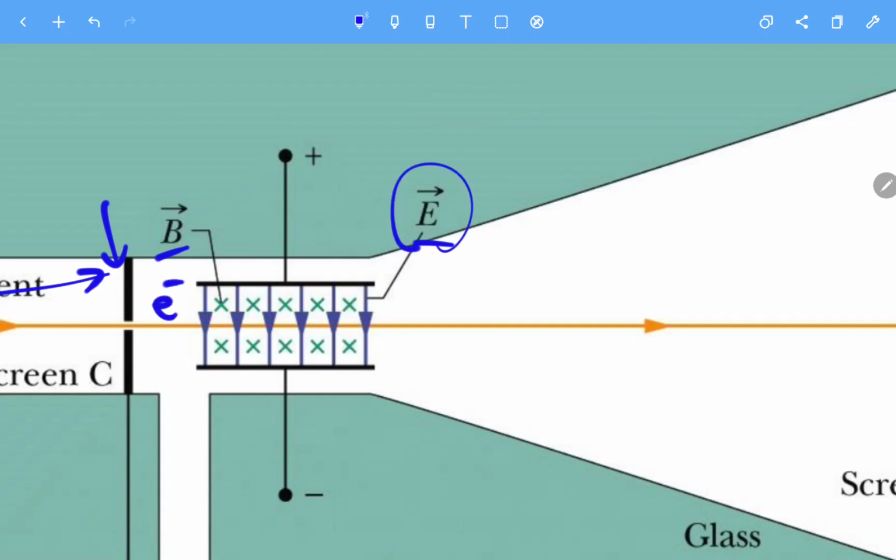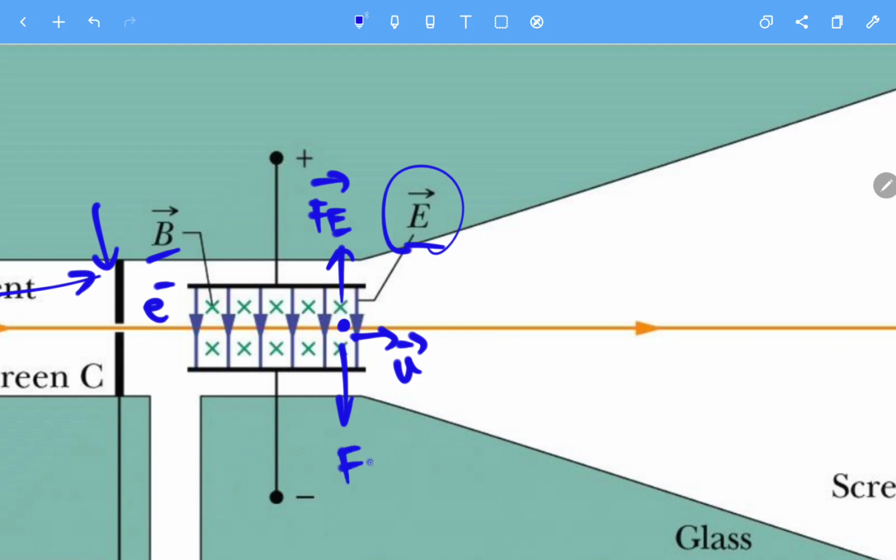If an electron is going through only with the E field, then Fe will be pointing upward, which is opposite to the direction of the E field. And then for the B field, B field is pointing into the page, and V is pointing to the right side. So V cross B is also pointing upward, but the electron is a negative charge, so FB will be pointing downward.